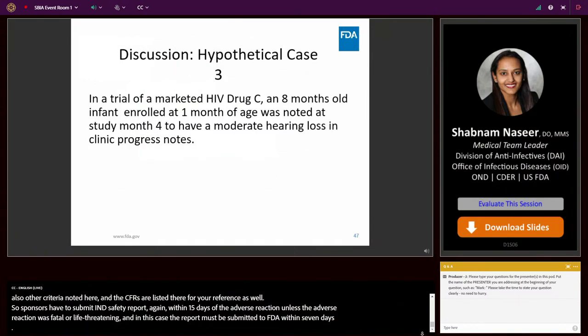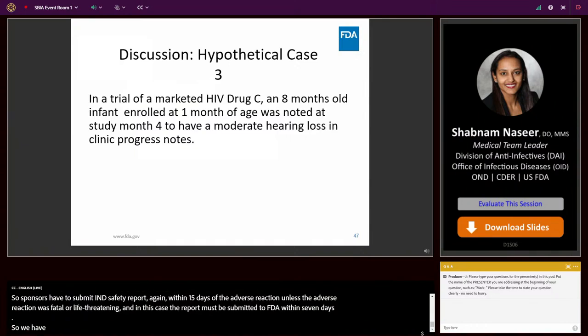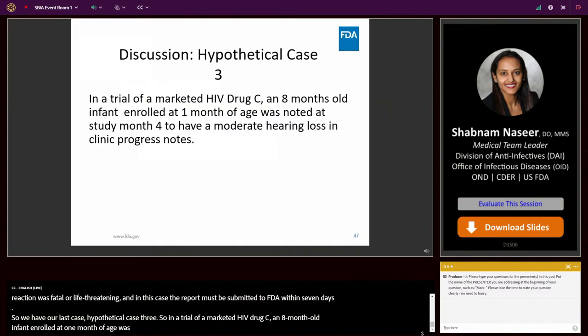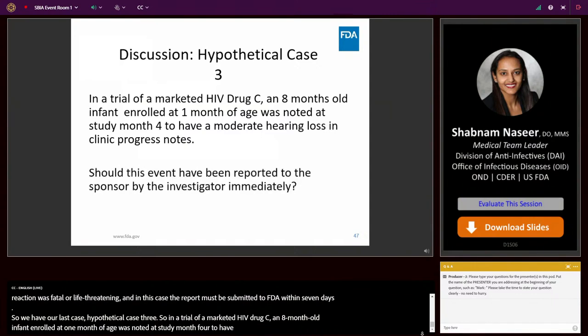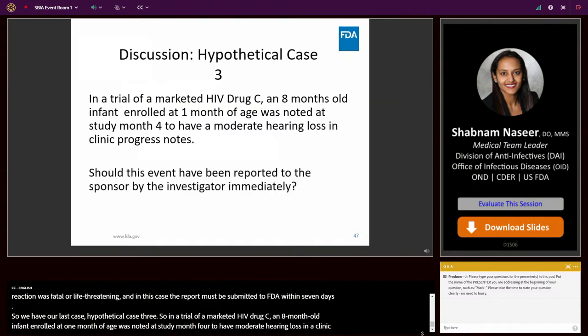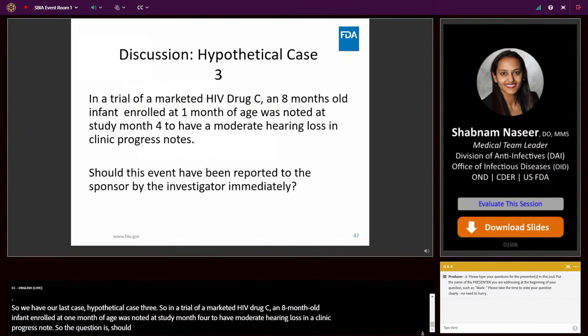So we have our last case, hypothetical case 3. In a trial of a marketed HIV drug C, an 8-month-old infant enrolled at 1 month of age was noted at study month 4 to have moderate hearing loss in a clinic progress note. So the question is, should this event have been reported to the sponsor by the investigator immediately?